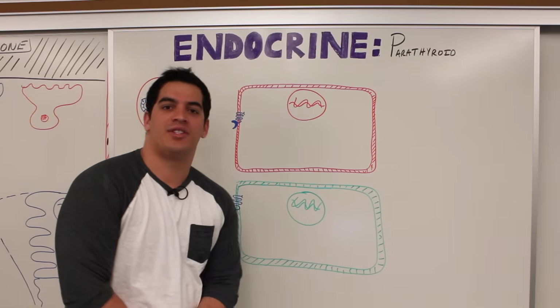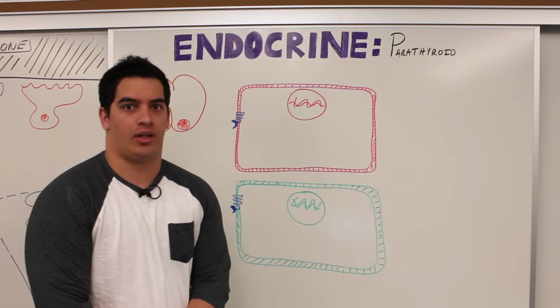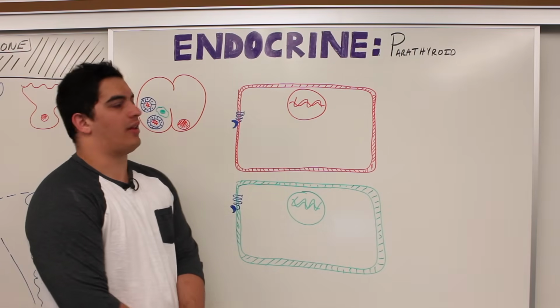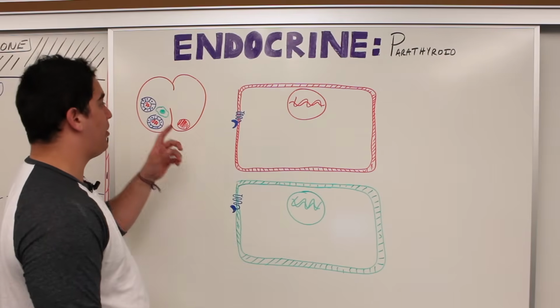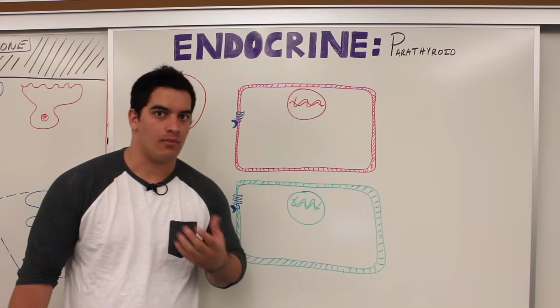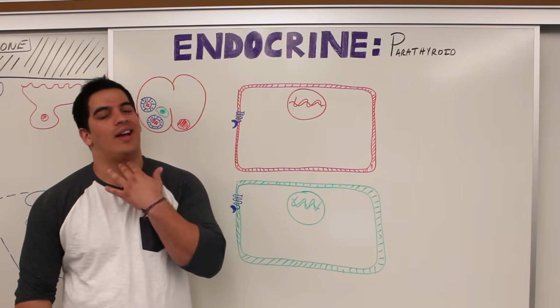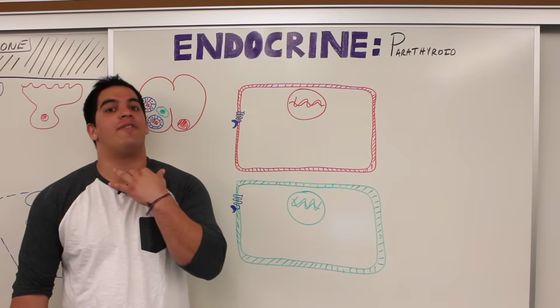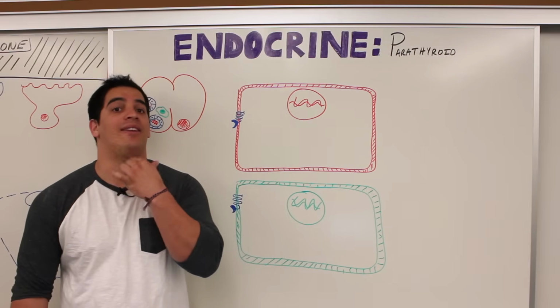All right, Ninja Nerds, so what we're going to do in this video is talk about the parathyroid gland. Where would you find the parathyroid gland? You would find it located in the posterior aspect of the thyroid gland. Where's the thyroid gland found? It's inferior to the larynx, so it's in the anterior neck, inferior to the larynx, right?